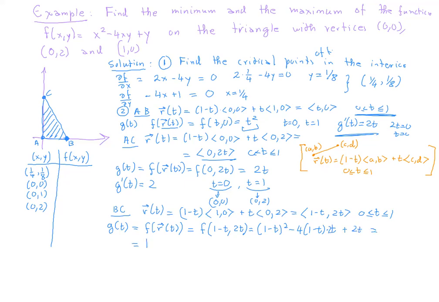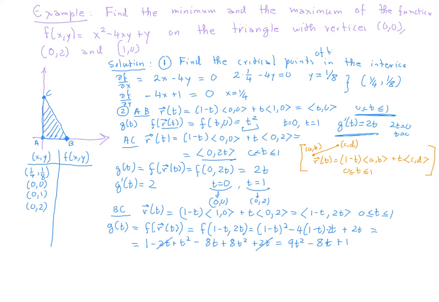So this will be 1 minus 2t plus t squared, minus 8t plus 8t squared plus 2t. Okay, how does that simplify? So we have 9t squared, minus 2t plus 2t cancel each other, minus 8t plus 1.